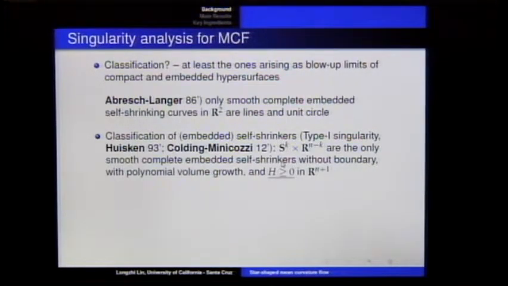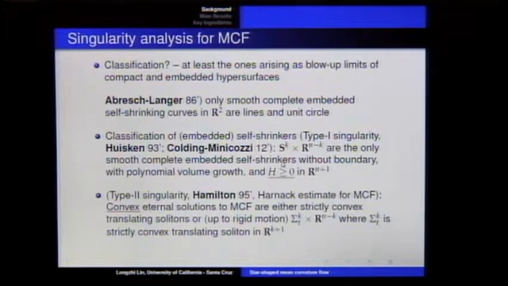Then he can also assume that the second fundamental form is bounded. That's also natural from the blow-up procedure. Then he proved that there must be generalized cylinders or spheres. Later on, Colding and Minicozzi removed the assumption on the boundedness of the second fundamental form. So this is the starting point of the classification of the self-shrinkers, where you assume the mean convexity, so that you can say something about the classifications.